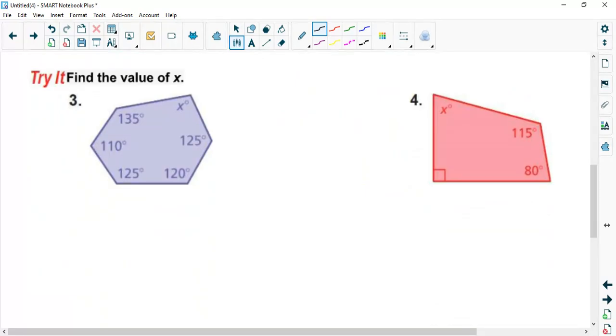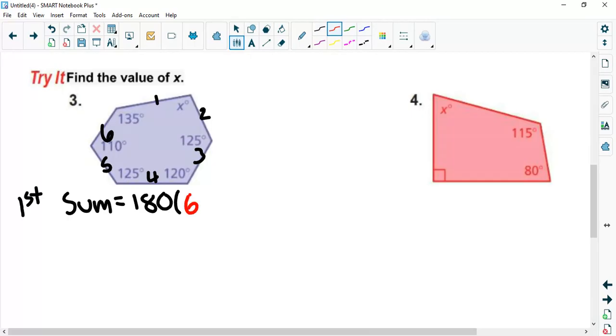Let's find x. First, we find the sum. So that's 180 times, let's see, 1, 2, 3, 4, 5, so 6 sides. So 6 minus 2. That's 180 times 4. We did this one earlier, but that's on the other part of the notes. It equals 720. So that's what they all add up to.